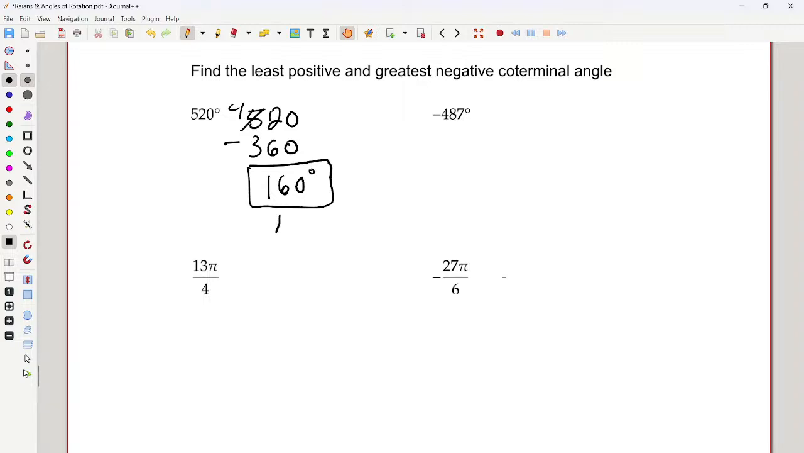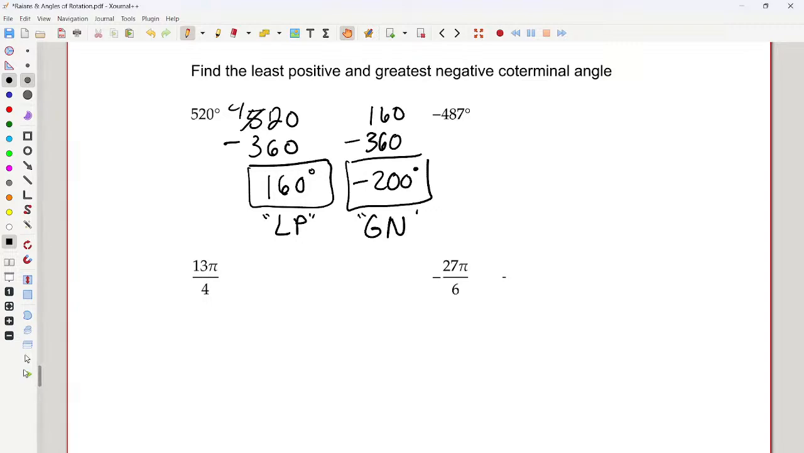This is my least positive. But since I want my greatest negative, again, very awkward phrase, I said that. But ultimately, this is all we need to do. Take away 360 one more time, and we'd get negative 200. And that's your greatest negative. Okay.